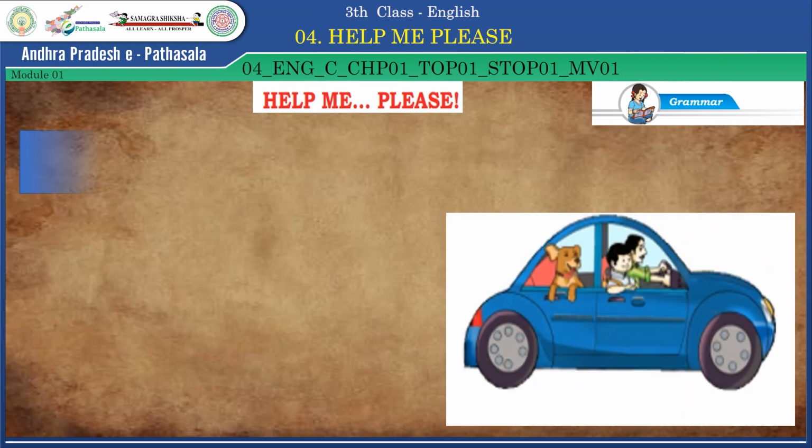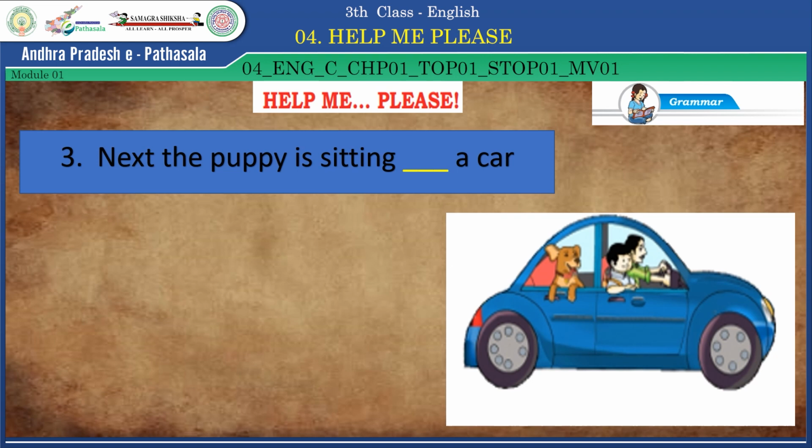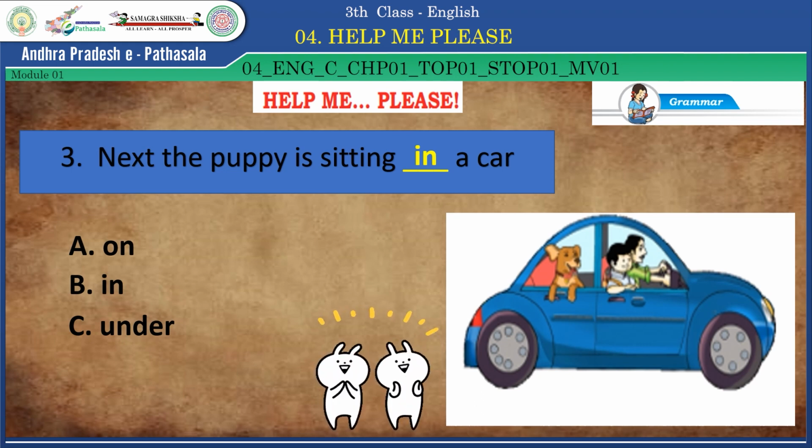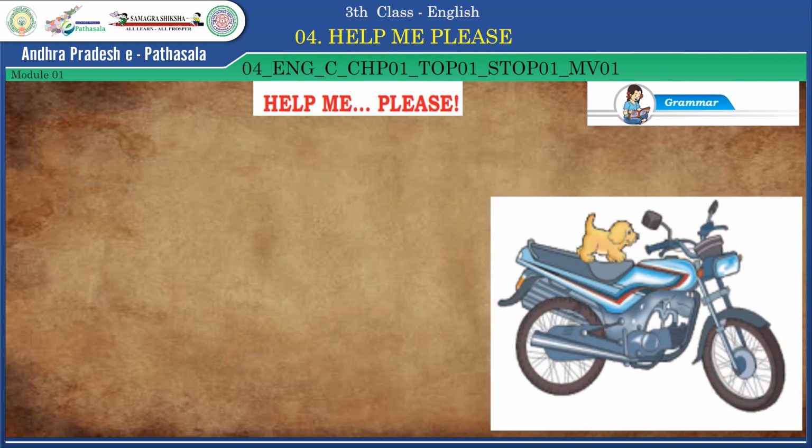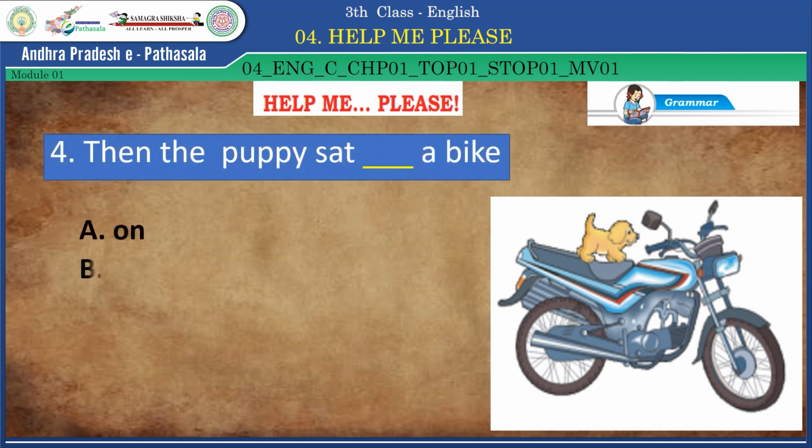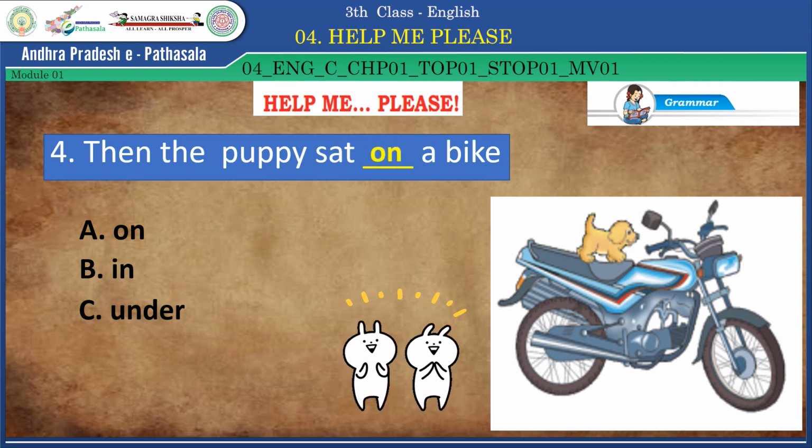Next, the puppy is sitting dash a car. A on, B in, C under. Yes, you are right. The answer is B, in a car. Well done, children. Then the puppy sat dash a bike. A on, B in, C under. Yes, the correct answer is A, on a bike. Well done, children.